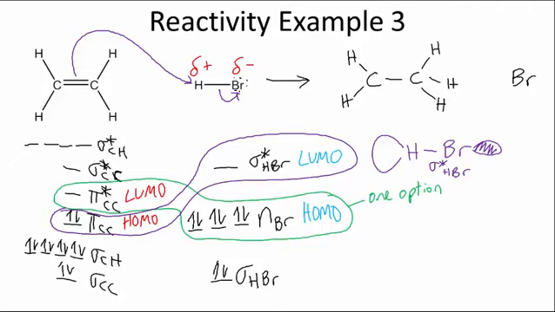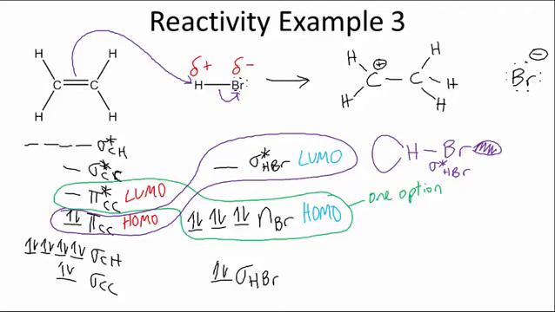Bromine had 3 lone pairs before, now it has 4. So what's missing from my drawing? Formal charge. Bromine is now negative. The carbon on the left over here that didn't get the bond ends up positive, yeah.